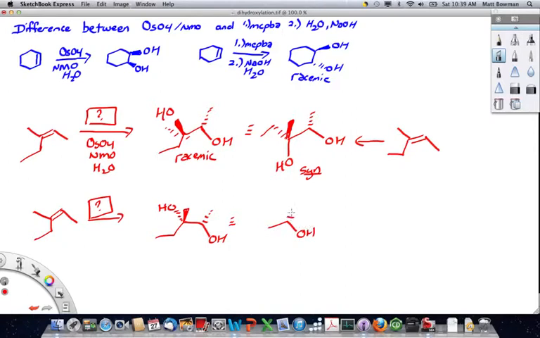OH there, OH there. So the OH went to where the ethyl group was. The ethyl group goes to where the methyl group was. Ethyl group becomes a wedge, and the methyl group goes to where that OH was. So this is the syn configuration.